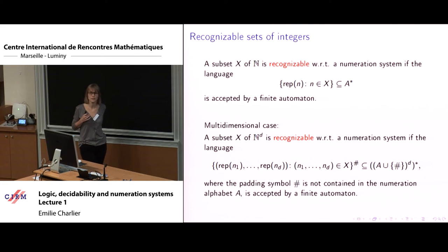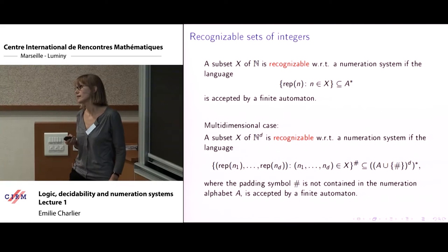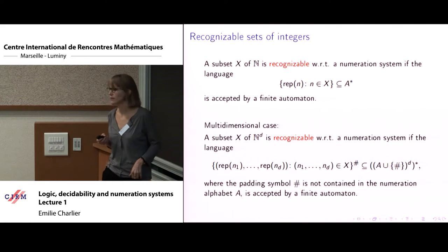Again, still very generally, what I will think of as simple sets will be recognizable sets of integers. And recognizability here depends on the numeration system you're in. If you have a numeration system, whatever you like, we say that a subset X of integers is recognizable with respect to that numeration system if the language of the representations, which forms a language over an alphabet, usually called the numeration alphabet, is regular. And here, regular means accepted by a finite automaton.